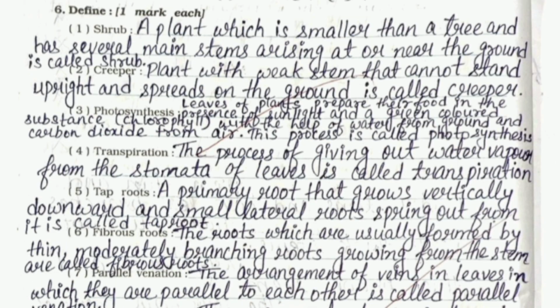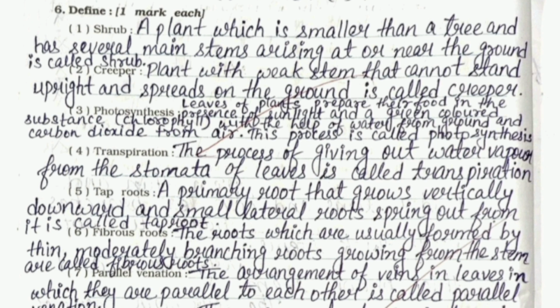Now question number 6, that is define. First one, shrub. A plant which is smaller than a tree and has several main stems arising at or near the ground is called shrub. Second one, creeper. Plant with weak stem that cannot stand upright and spreads on the ground is called creeper.